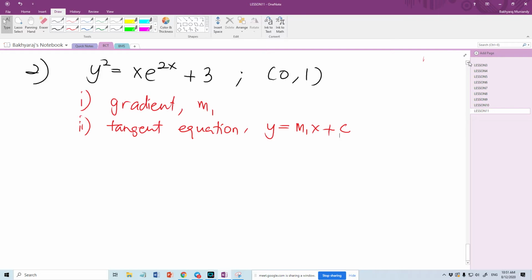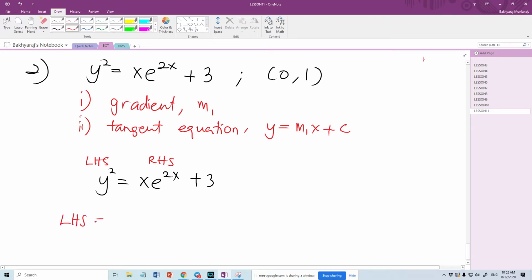So apa jawapan kita? So first, y square. Okay, I split them. Okay, saya bagi left hand side, right hand side. Okay, so first you have left hand side, right hand side. Y square equal x exponent 2x plus 3. So I label this as a left hand side. Ini sebelah kiri, left hand side. This one is a right hand side. So we do for left hand side first. Left hand side you get what? So d over dx y square you get what? Equals to apa jawapan dia?